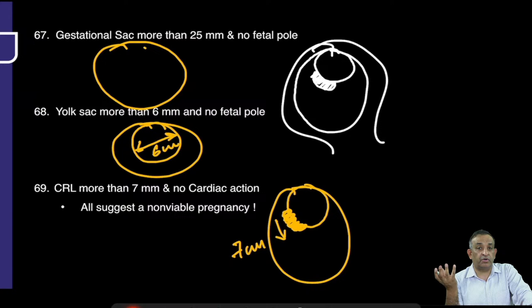And if you see a gestation sac and a yolk sac, but there's no fetal pole and the yolk sac is already 6 millimeters and more, then that is also not going to be a viable pregnancy. And if you see a fetal pole, you see a fetus being formed, but the fetus is more than 7 millimeters and there's no cardiac activity, then again, it is not going to be a viable pregnancy. Chalo, let's move on and see.